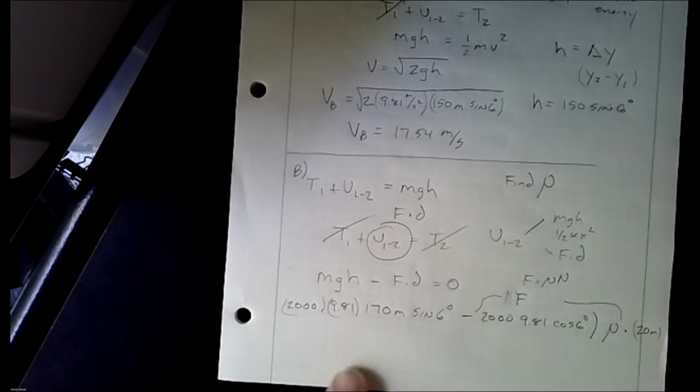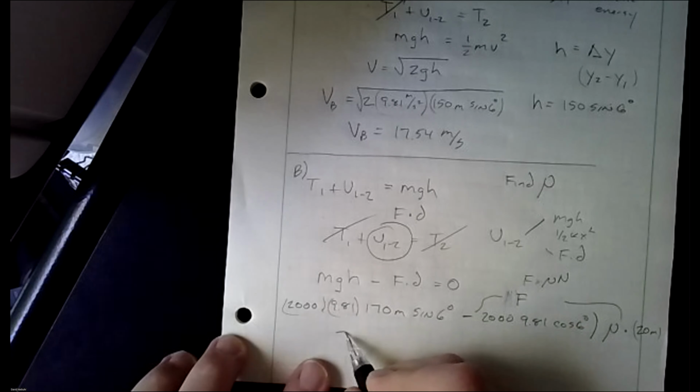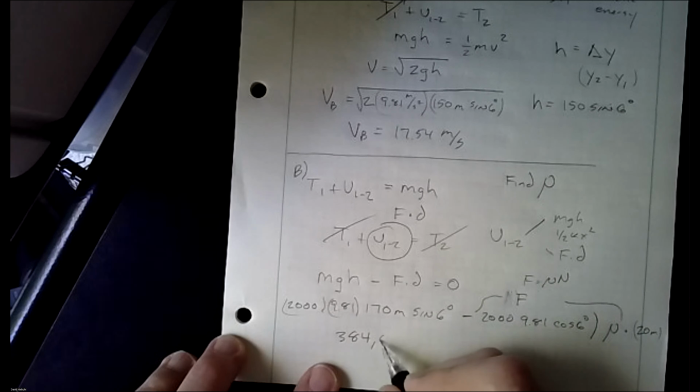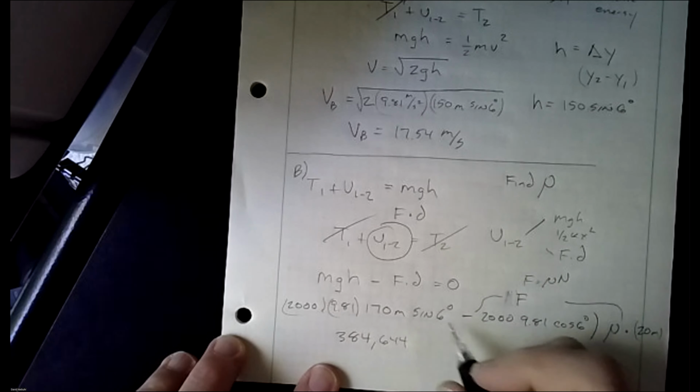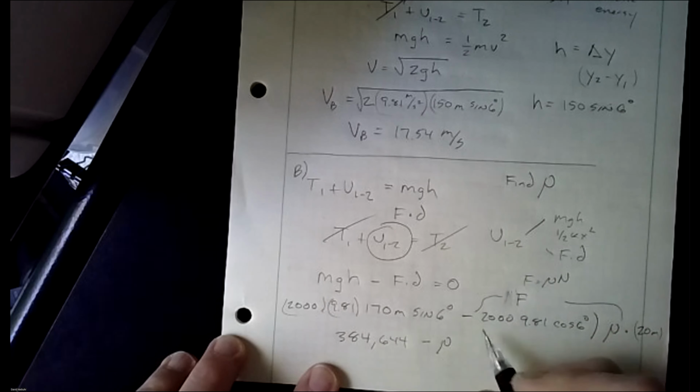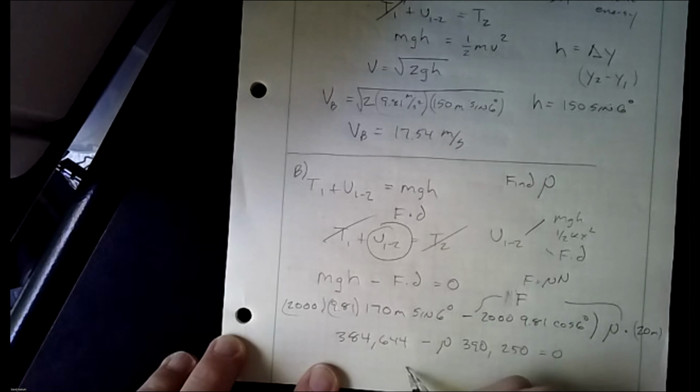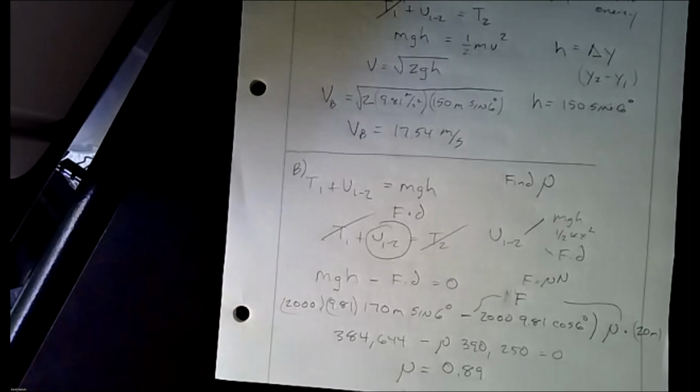Okay. So we get 384,644 minus mu times 390,250 equals 0. So mu equals 0.89. Okay. So hopefully that made sense. Let's do another example.